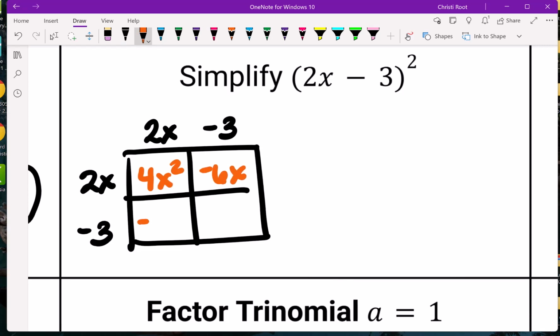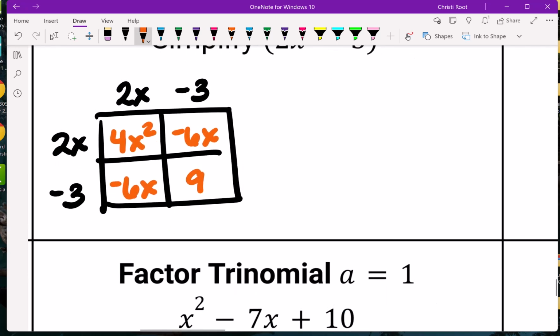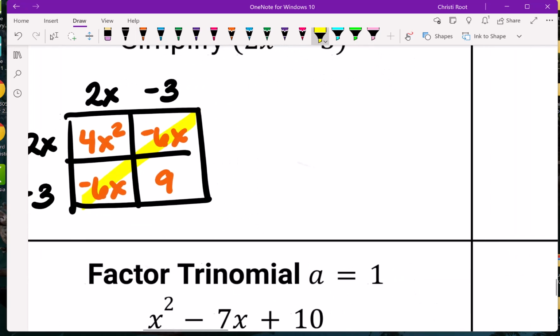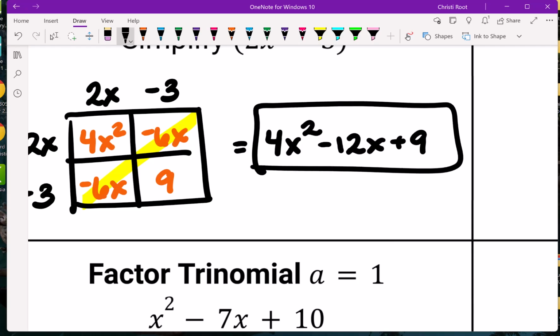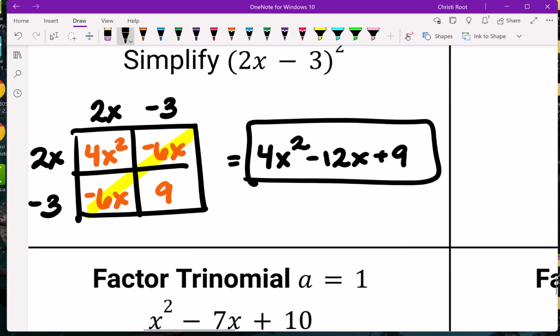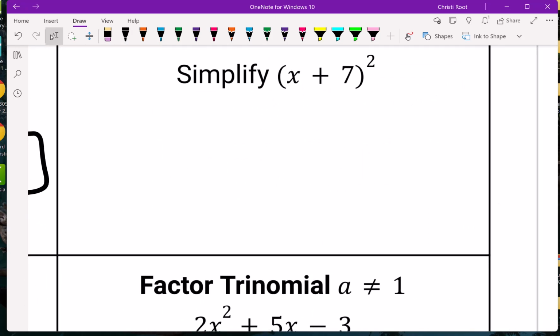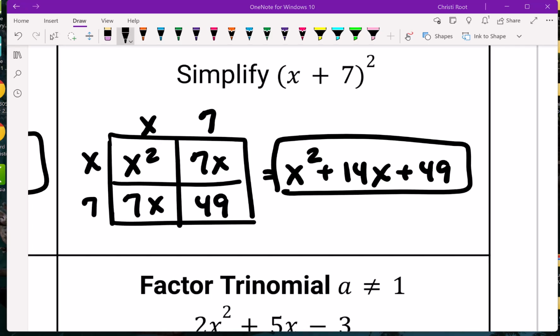In your diagonal, as long as you're multiplying the same binomial, your diagonal is going to have the same 2 terms in it. You do have to combine them though. So final answer is going to be 4x squared minus 12x plus 9. So here's what I want you to do. I want you to pause the video and write down your answer and let's see if you get it right, okay? Okay, so final answer is going to be x squared plus 14x plus 49.